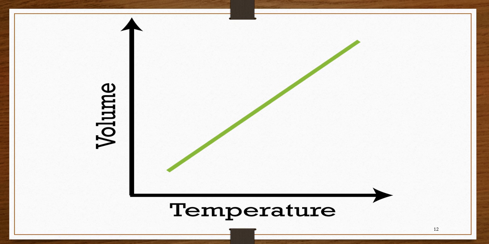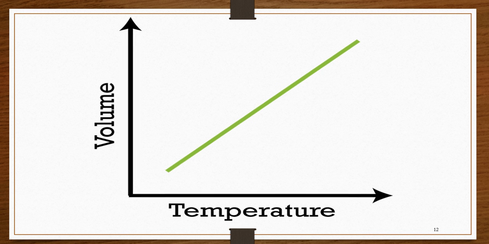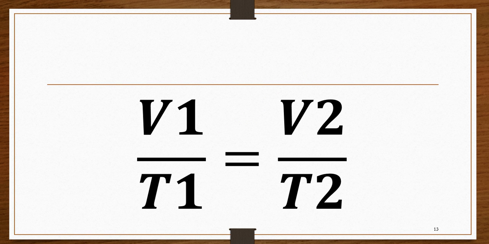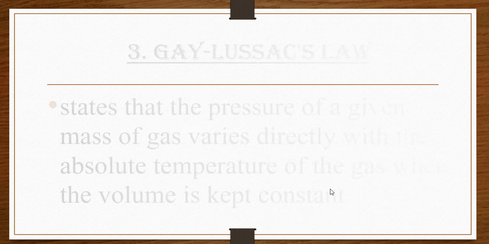And the particular graph that is going to be demonstrated when we are looking at Charles' law shall be a straight line. A summary as illustrated below: V1 over T1 is equal to V2 over T2, meaning that when the volume increases, the temperature will also increase. When the volume decreases, the temperature will also decrease.